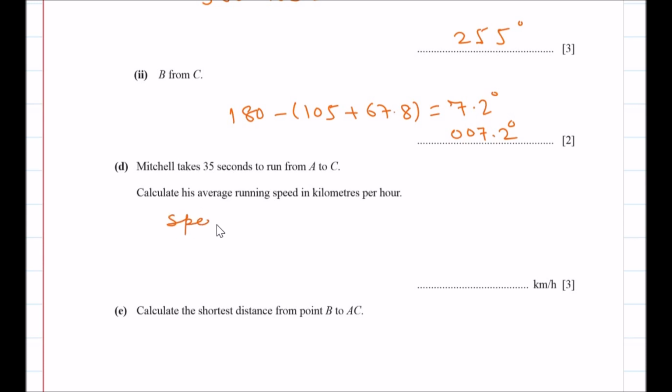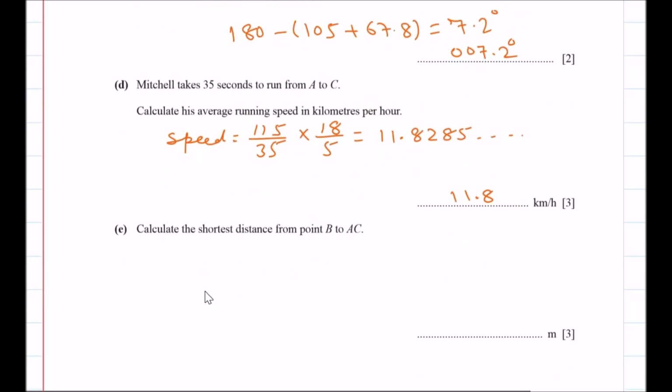So speed equal to 115, distance is 115, time is 35 seconds. This will give us the answer in meters per second, but the answer we want is in kilometers per hour. So we need to multiply by 18 by 5. Okay, and that gives us 11.8285 and so on. So we will be writing in 3SF, 11.8 kilometers per hour.